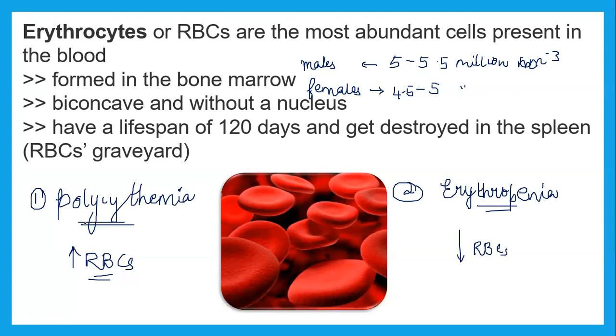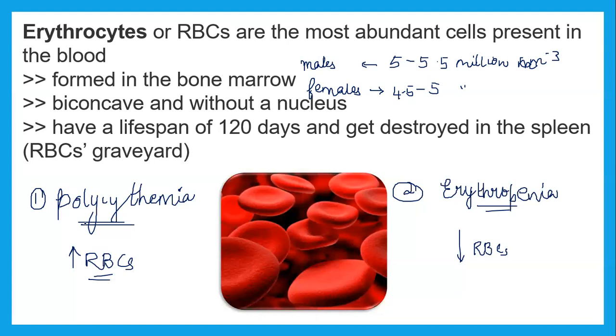They are the most abundant cells present in the blood. They are formed in the bone marrow. Their normal count is 5 to 5.5 million per cubic millimeter of blood in males, and in females it's 4.5 to 5 million. They are biconcave in shape. They lack certain cell organelles such as the nucleus to carry most of the oxygen, and lack mitochondria so that they do not consume the oxygen they transport. They lack endoplasmic reticulum so that they can squeeze through even the small minute capillaries. They have a lifespan of 120 days and they are destroyed in the graveyard of RBC, which is referred to as the spleen.